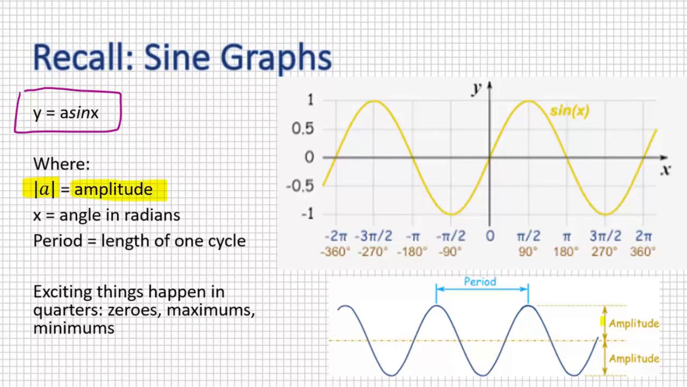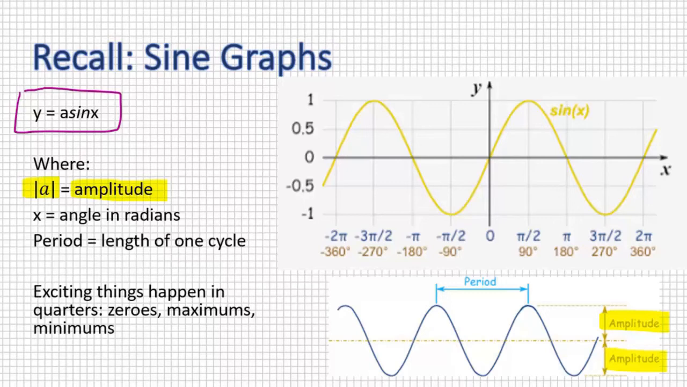And the amplitude is the distance from the midline of the function to its maximum point, or the midline of the function to its minimum point. We always report the amplitude as having a positive value. That's why we use the absolute value of a.